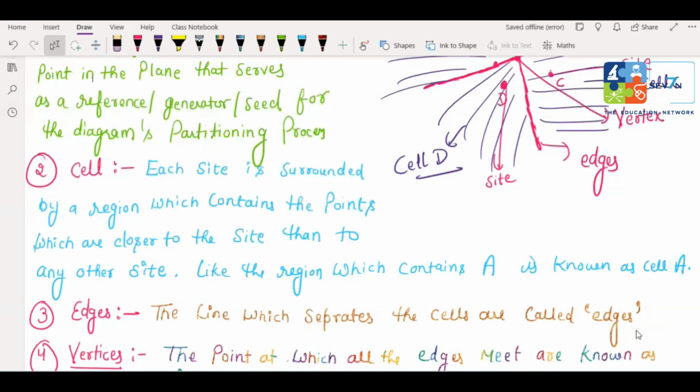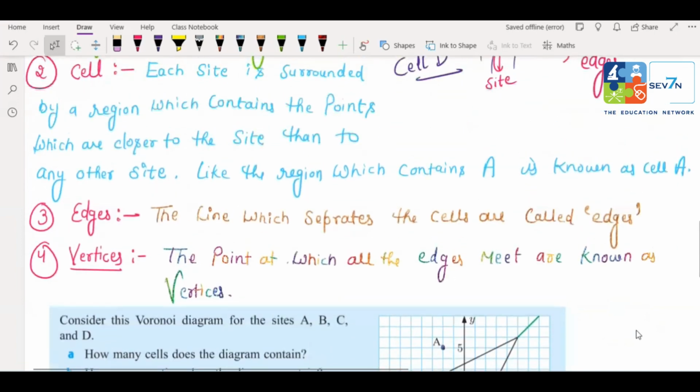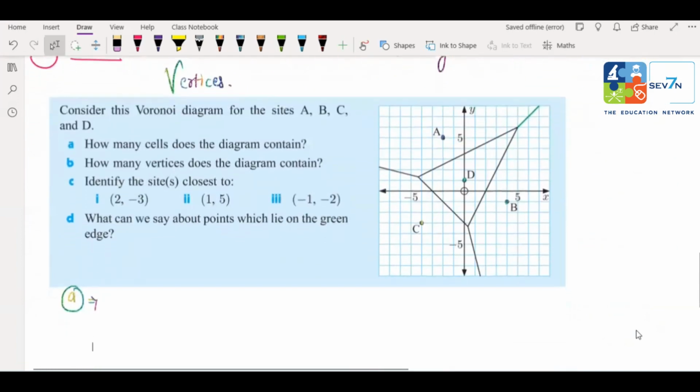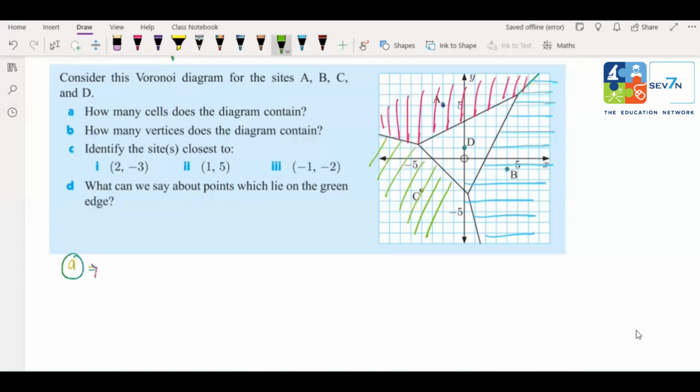Okay, got it. Tell me now, how many cells are there in this figure? Three. Absolutely right. So this is your first cell, this is your second cell, and this is your third cell, correct? So the number of cells is 3.